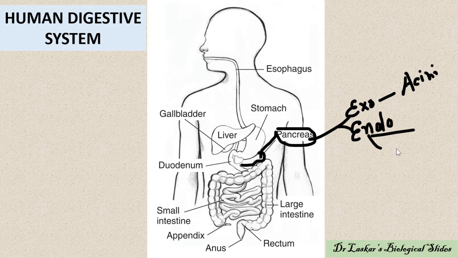In the endocrine part there are different types of cells: alpha, beta, delta cells, as well as F cells or PP cells. PP means pancreatic polypeptide cells. Alpha cells secrete glucagon, beta cells secrete insulin, delta cells secrete somatostatin, and the PP cells, also called F cells, secrete pancreatic polypeptide hormone. This way the secretion of the pancreas also helps in the digestion process.